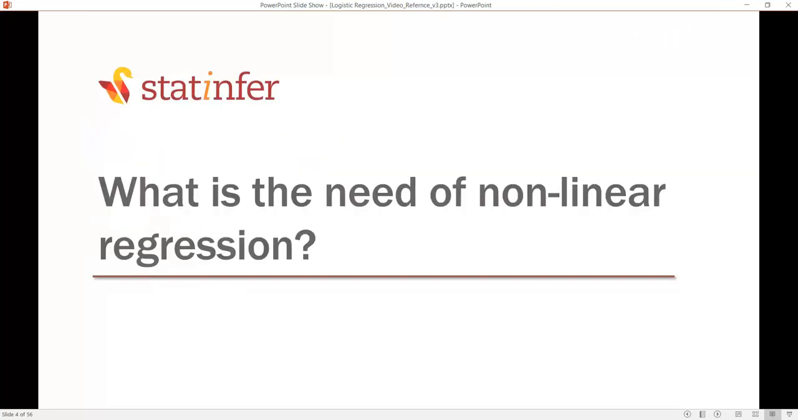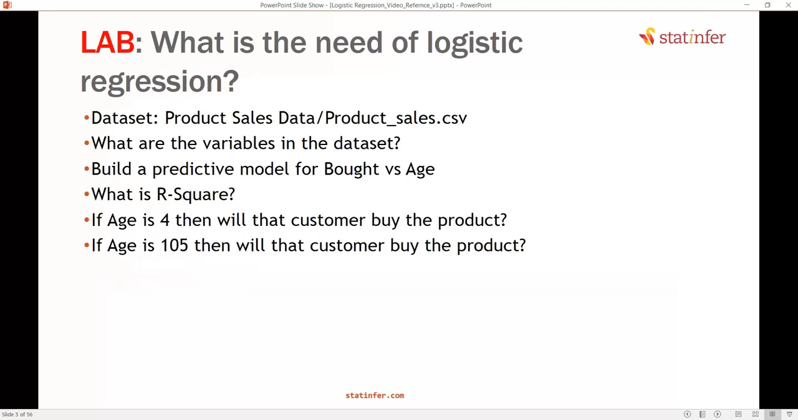We'll start with the basic concept: what is the need of nonlinear regression? Even before that, we'll do a quick recap of what we learned in linear regression. So how do we fit a linear regression line?